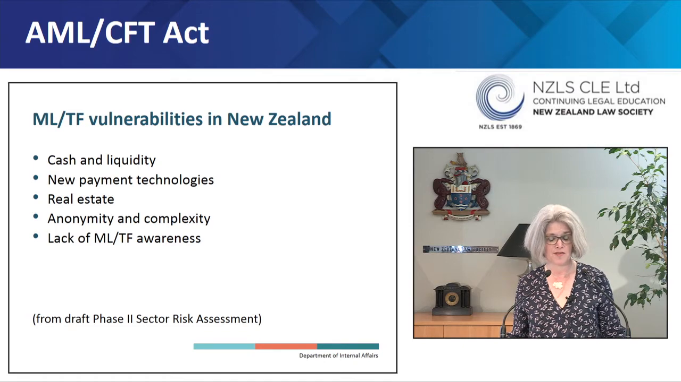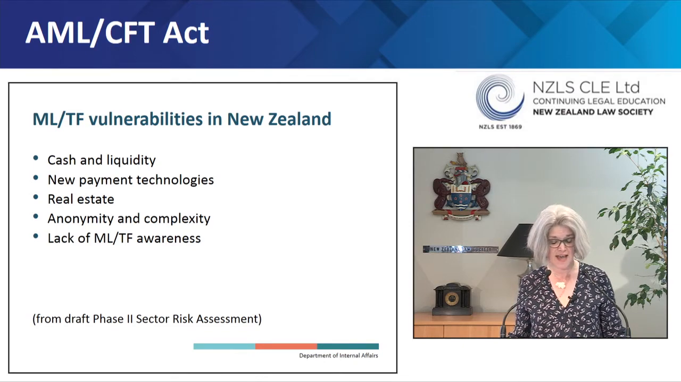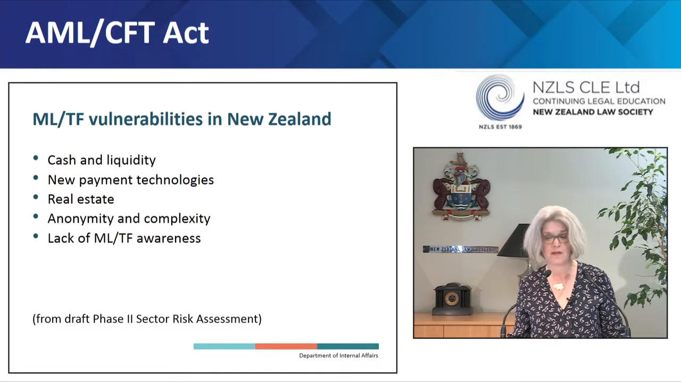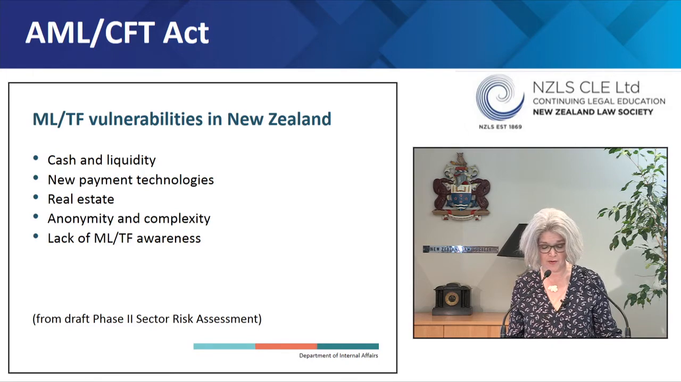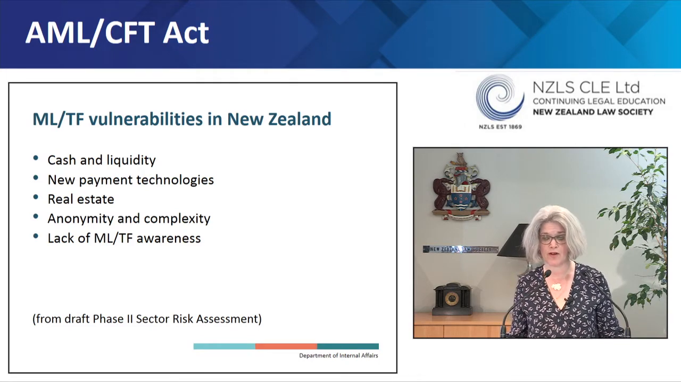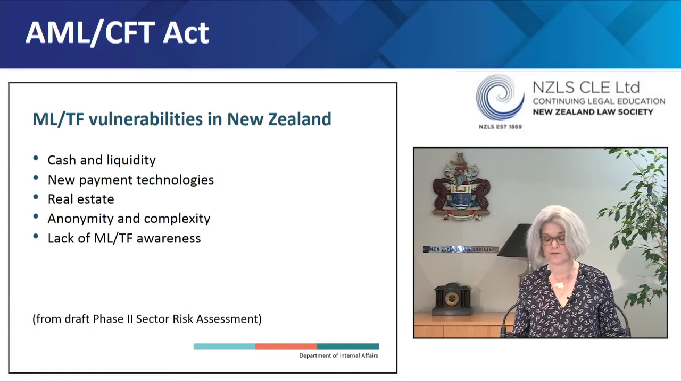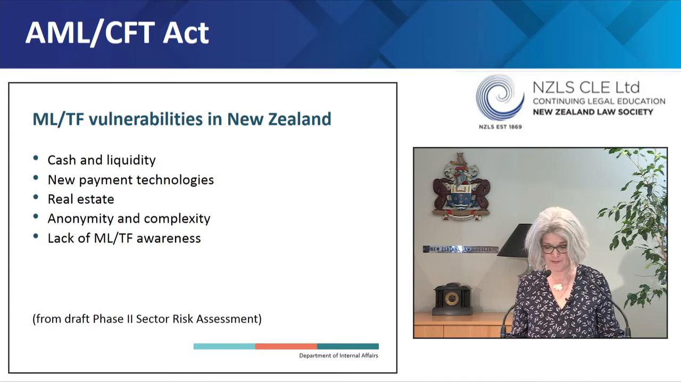One of the main vulnerabilities is and remains cash. So crimes such as drug dealing and converting stolen property generally generate proceeds in cash. Cash remains popular for money laundering because it's anonymous, doesn't require any record keeping, and it can be used to move or store value outside formal financial institutions.